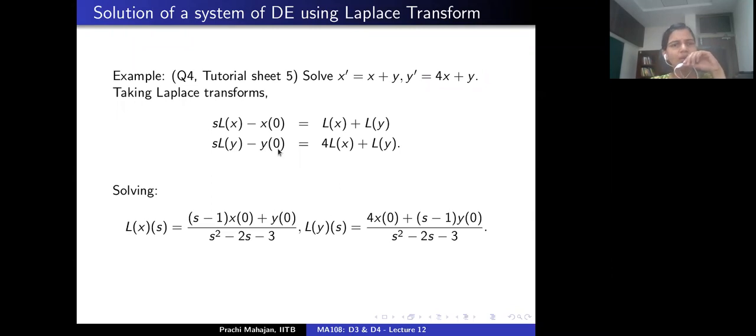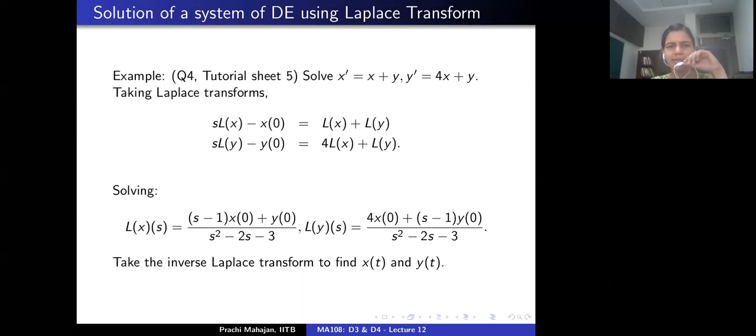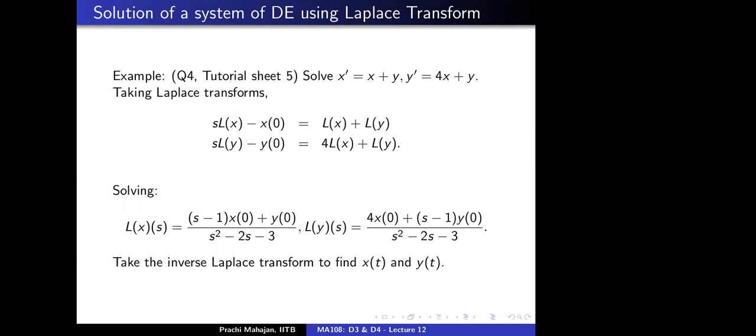In this case, we are not given the values of x and y at 0, but that's okay. Those are some constants. One needs to find the inverse Laplace transform. Can I leave this for you to fill in? One can use the partial fraction decomposition, for example. Yes? Okay, great.